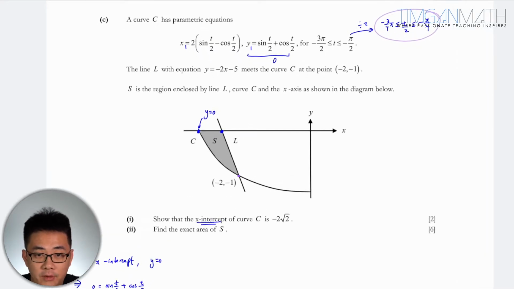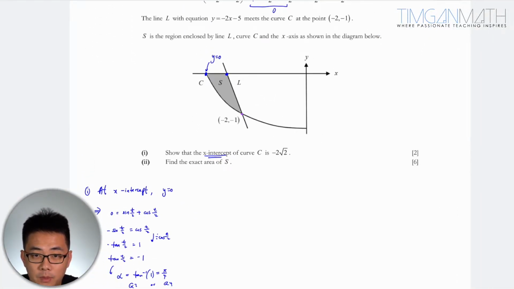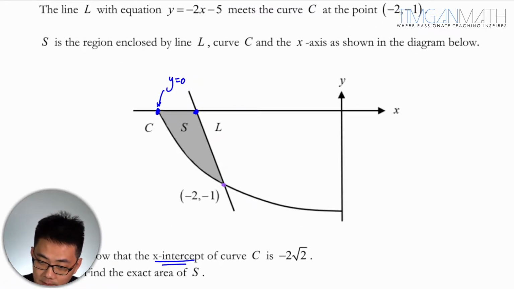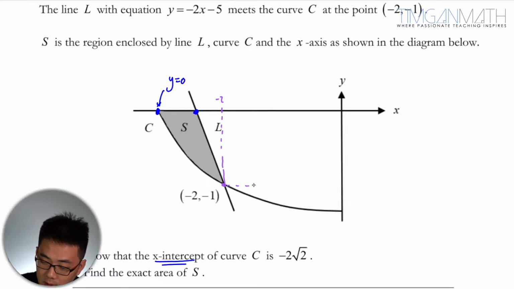So let's look at the last part. Find the exact area of S, meaning this S here. Okay, so we're going to find, I'm just going to label all the points here. Now it's very good. So this is -2. It's always good to just write down the parameter which corresponds to each point first.